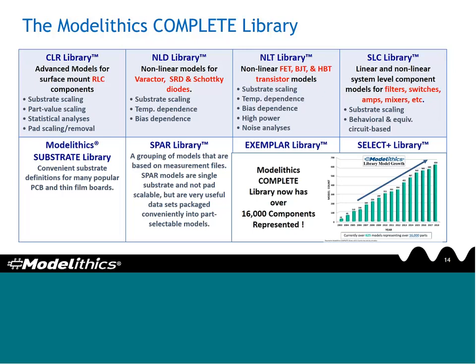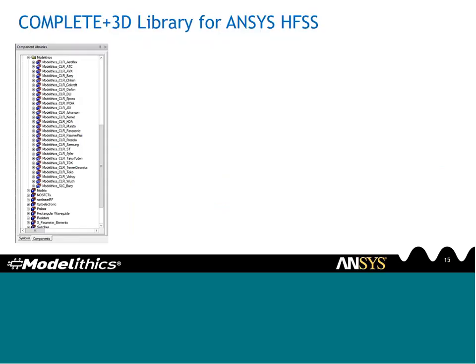So Modelithics models address the industry need for high-accuracy RF simulation models that represent thousands of commercially available electronic components from many popular vendors. Our models are standardized across various vendors. We offer enhanced scalability features, and using our models provides significant savings versus in-house modeling. So specifically for HFSS, Modelithics has a special version of our Complete library called Complete Plus 3D.